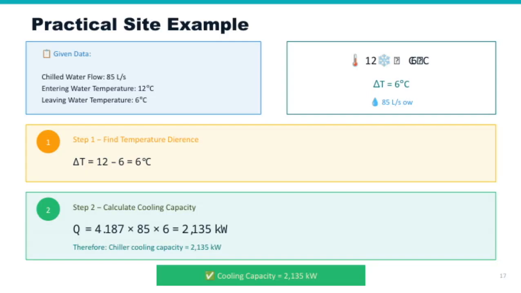Let's walk through calculating the cooling capacity for this system. We start by finding the temperature difference. The water enters at 12 degrees Celsius and leaves at 6, so that's a drop of 6 degrees. We know the chilled water flow is 85 liters per second. Using these values, we multiply the flow rate, the temperature difference, and the specific heat capacity of water. That gives us a cooling capacity of 2,135 kilowatts. This step is key for sizing the chiller correctly in a real-world setting.